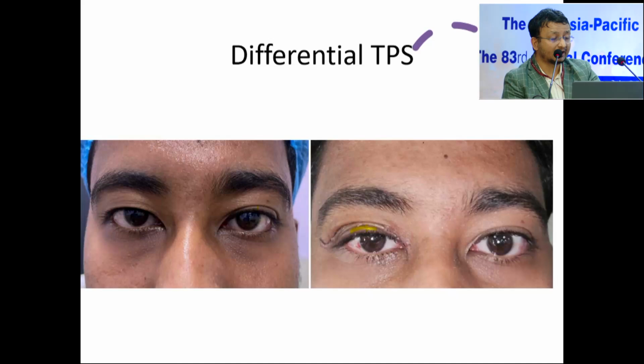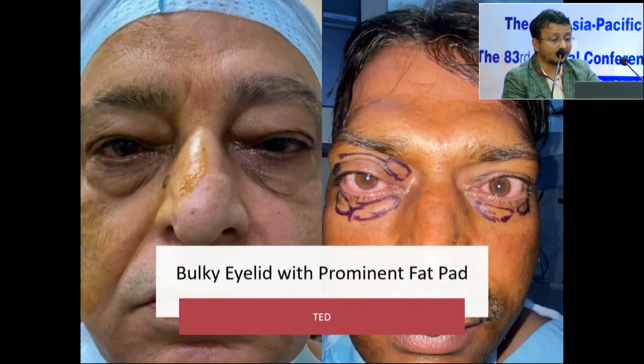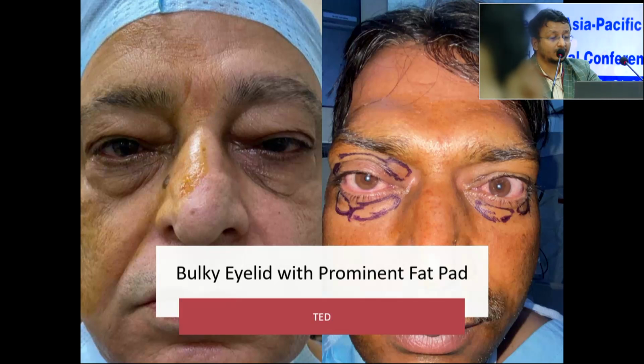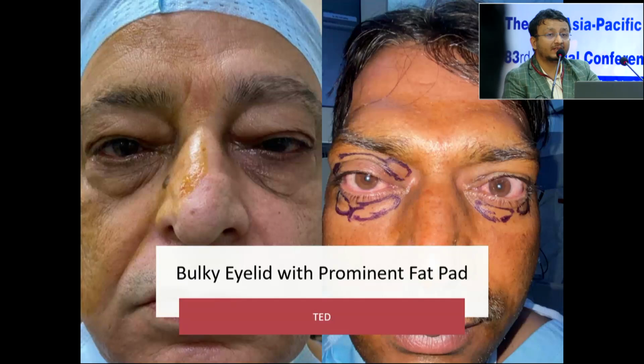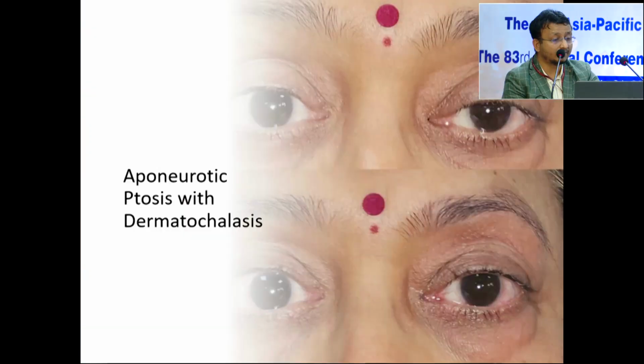In the right eye, the patient had no tarsal platform show, and that was created in the post-op period. Another indication is prominent eyelid fat pads, especially in TED patients who do not want orbital decompression to be done, or in a patient on the left-hand side who had large fat bags. So this was one indication where we need to excise some amount of fat in the upper lid.